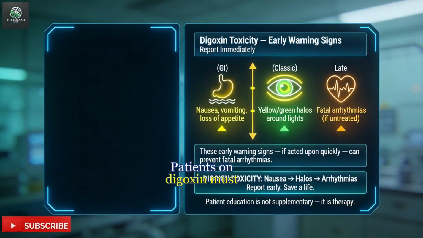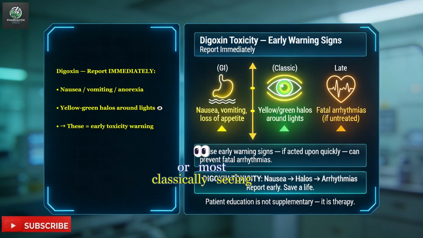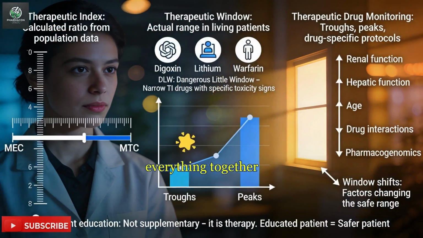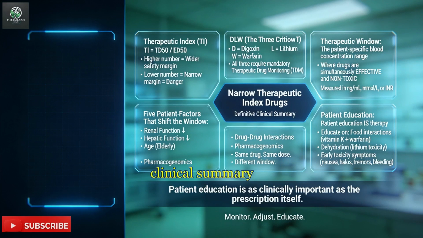Patients on digoxin must immediately report nausea, vomiting, loss of appetite, or, most classically, seeing yellow or green halos around lights. These are early warning signs that, if acted upon quickly, can prevent fatal arrhythmias. Let us now bring everything together with a final clinical summary. Here is your definitive clinical summary.